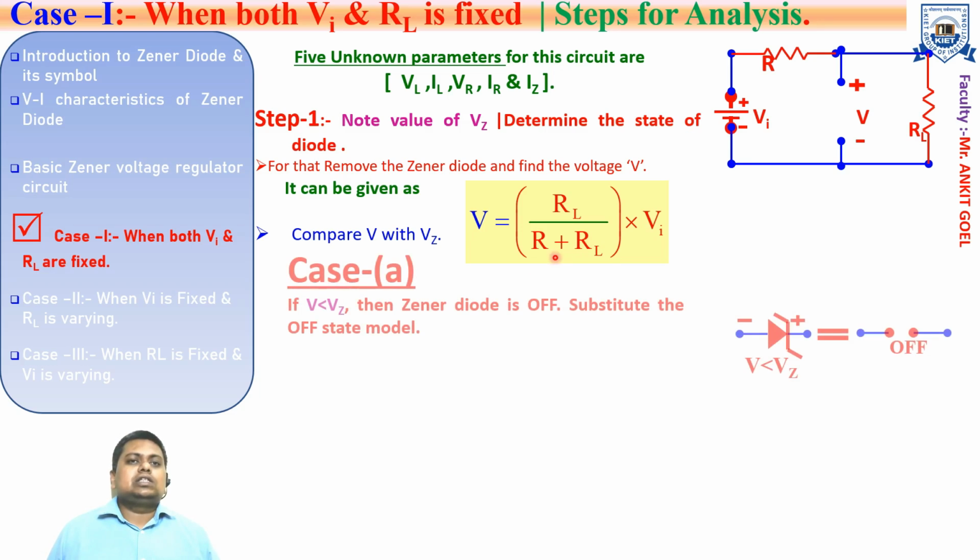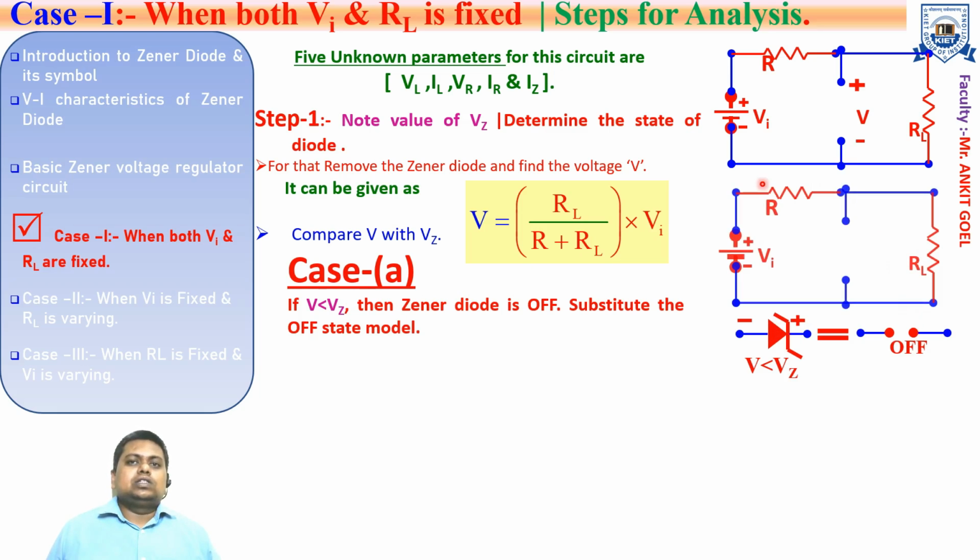So let's discuss the first case. Suppose V comes out to be less than Vz, then the Zener diode will be operating in the off state, as there will be no current flowing through the Zener diode. So we replace it by an open circuit. As you can see, this is the Zener circuit, and you have replaced the Zener diode by the off state.